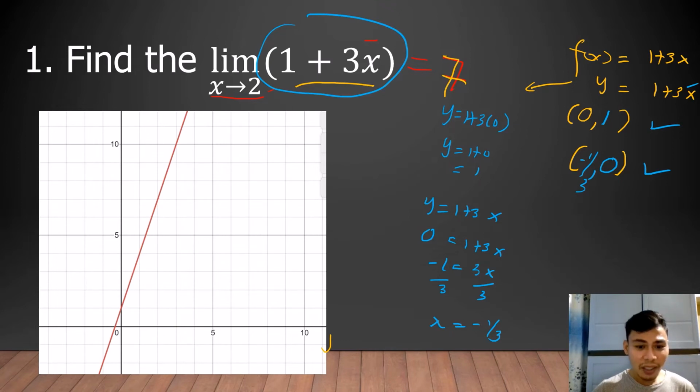Okay. So, we have 0, 1. 0 si x, 1 si y. So here, this is the point. Pero we will expect na nandyan lang talaga siya.